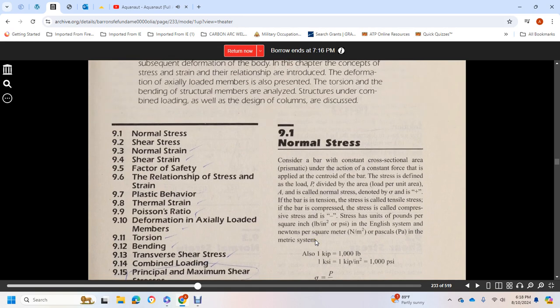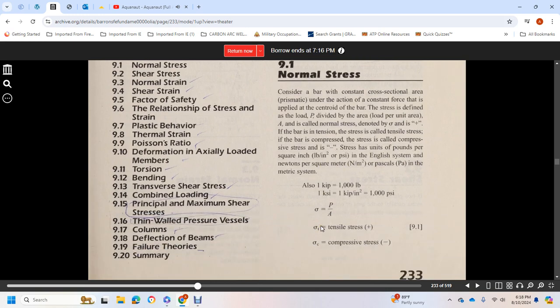9.1 Normal stress. Consider a prismatic bar with a constant cross section under the action of a constant force P applied at the centroid of the bar. The stress is defined as the load P per unit area A. This is called the normal stress, denoted by sigma, and is positive if the bar is in tension. If the bar is in tension, the stress is called tensile stress; if the bar is compressed, it is called compressive stress, and that is negative. Stress units are pounds per square inch, or psi, in the English system, and newtons per square meter, or pascals, in the metric system.